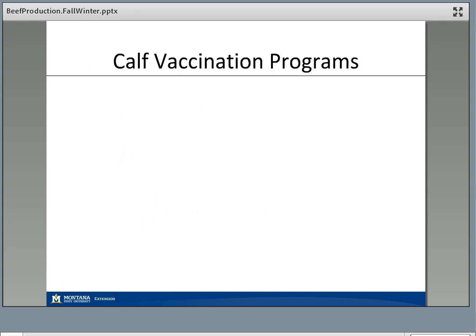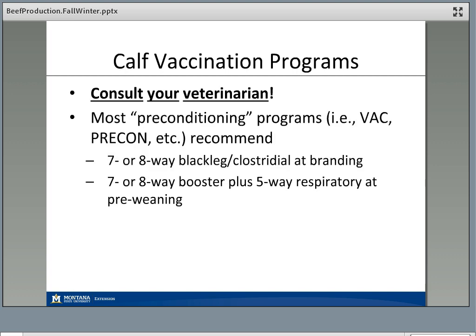So most preconditioning programs like a VAC 45 or a Precon 45 or Precon 1 and 2, right? Even if they're not a VAC 45, so you're going to vaccinate them but not wean them for 45 days, they're going to recommend something like a 7 or 8 way blackleg or Clostridial at branding, and then a 7 or 8 way booster for that, plus a 5-way respiratory vaccine at pre-weaning. Some preconditioning programs want you to give the 5-way respiratory at both times, but certainly if you want to market your calves under any of those programs, definitely take a look at what those requirements are.